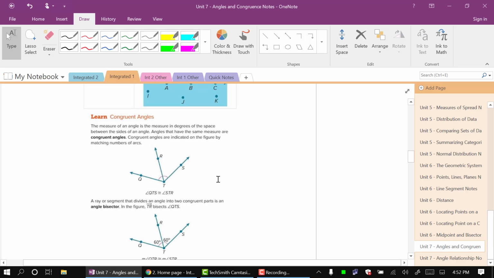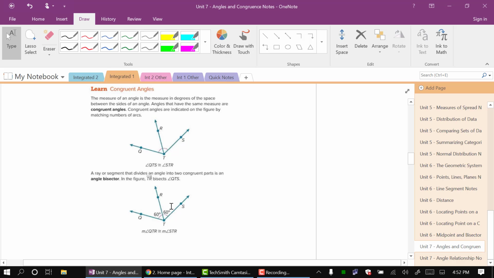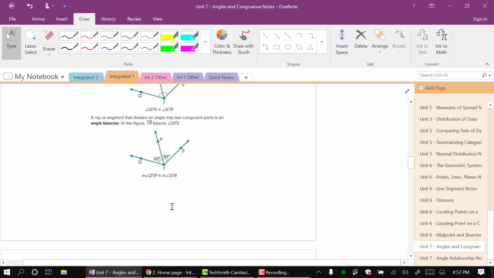Then congruent angles are angles that are equal to each other. So we have angle QTR and angle RTS. This angle is the same as this angle. They're congruent, which means they have the same measure. They equal the same degree. So in this case, it's 60 degrees that both of the angles equal.